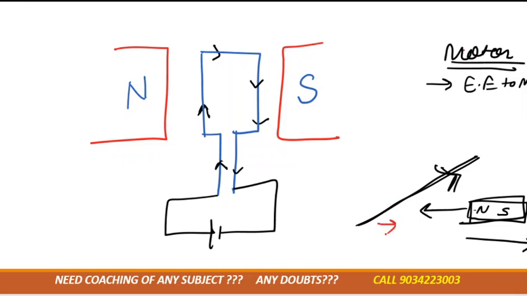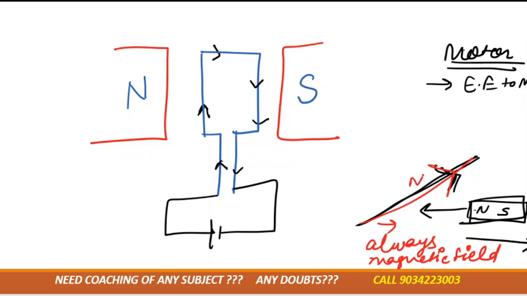A current carrying wire always generates a magnetic field, right? If you have a wire carrying current, then it also has a magnetic field, and if you have a magnetic field, then you will also have current. So this is a wire carrying current, it will generate a magnetic field.